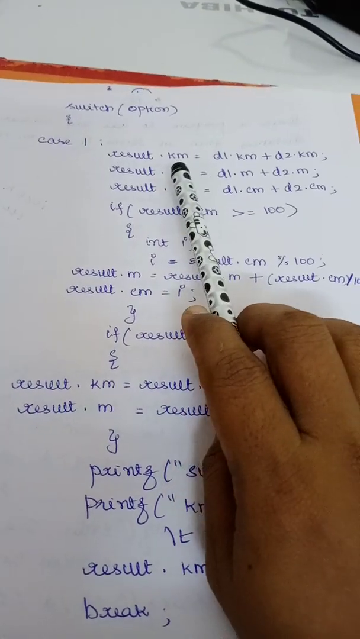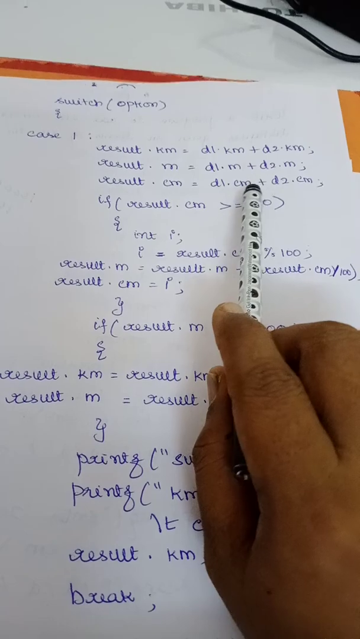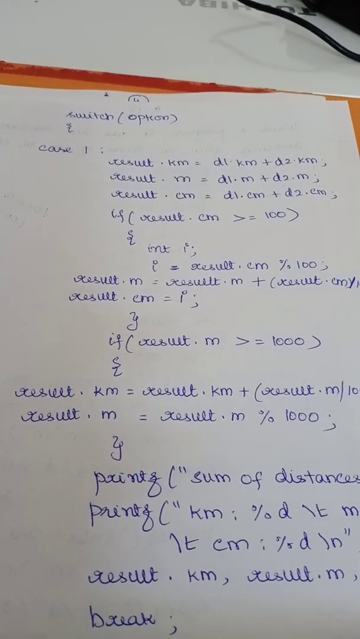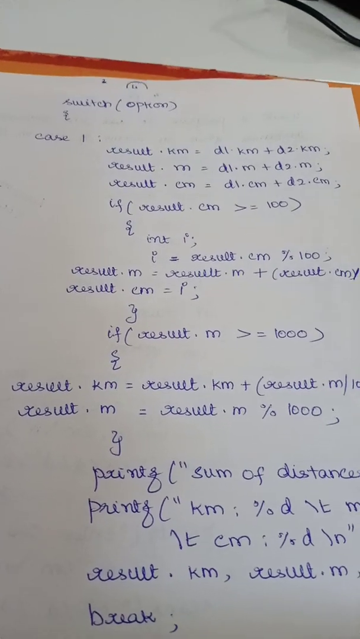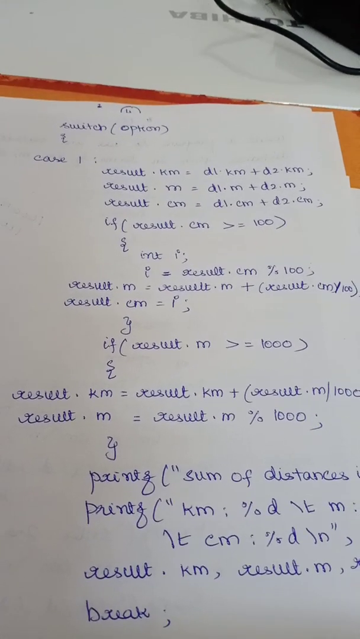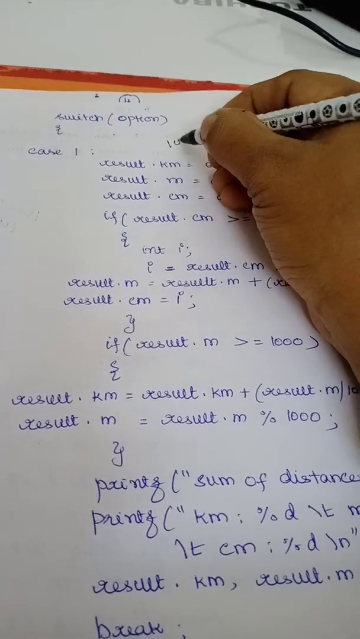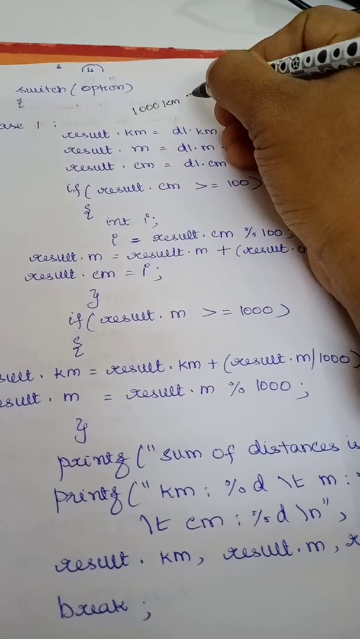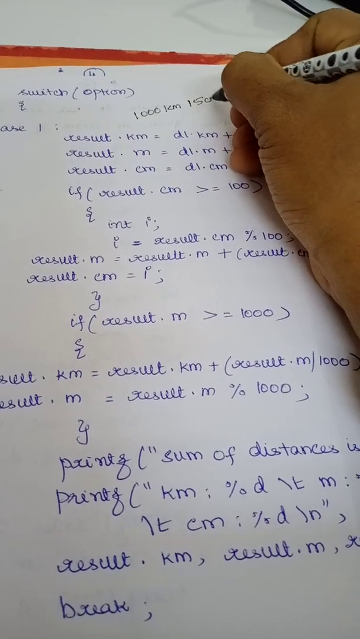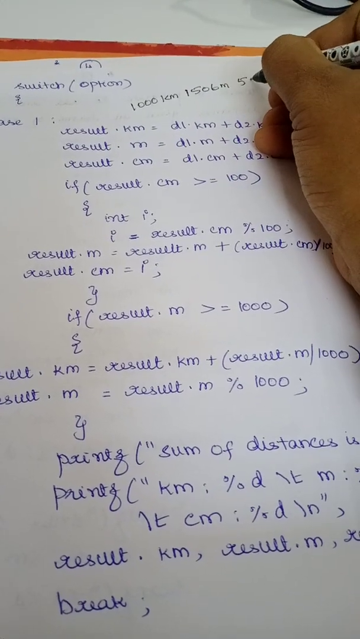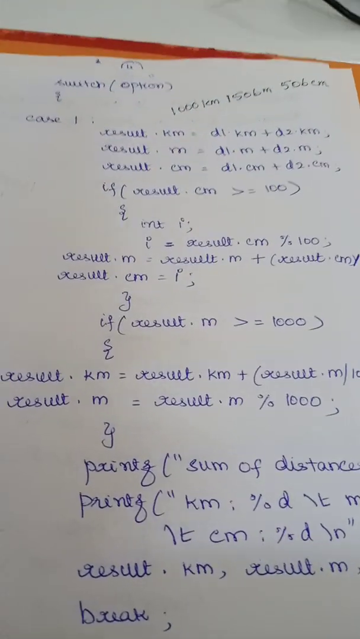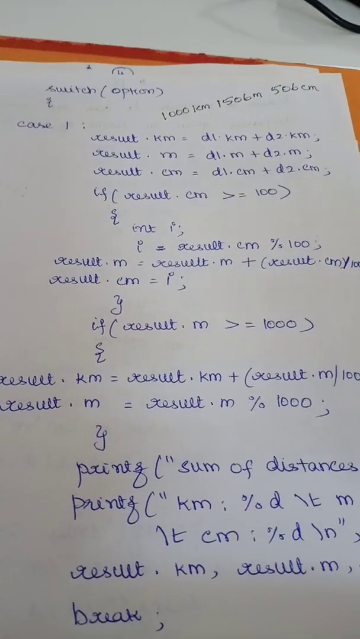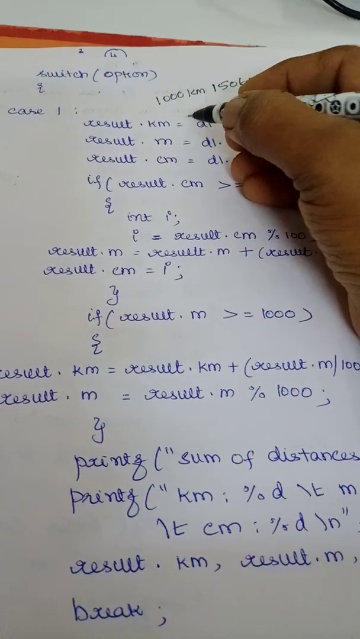Whenever you want to add, you will add the kilometers together, the meters together and the centimeters together. For example, if I say 5 hours 30 minutes and 3 hours 20 minutes, what will you do? You will add 5 hours and 3 hours together and the minutes together. Similarly here, if I give 1000 kilometer, 1506 meter and 506 centimeter, this is the distance I have given here. And we know 1000 meter equals 1 kilometer, so I have one more kilometer.